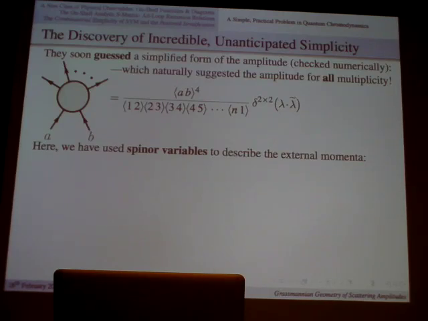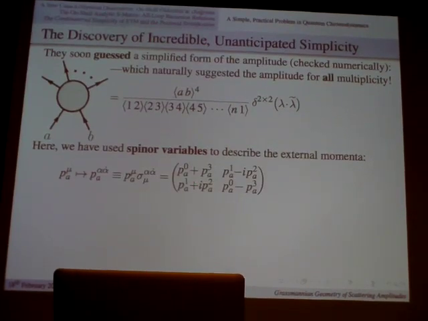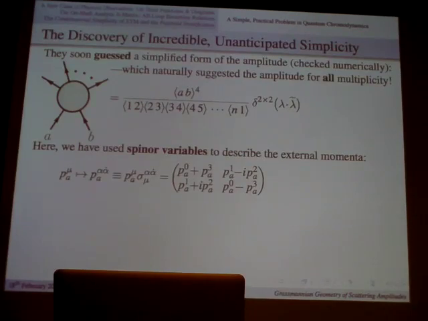Some variables introduced by van der Waerden to describe massless external momenta. So the idea is very simple. Instead of talking about 4-vectors, p_a^mu, you dot them into the Pauli matrices, and you get these 2x2 matrices. This conversion is completely lossless and trivial. Notice that for real momenta, this is a Hermitian matrix.